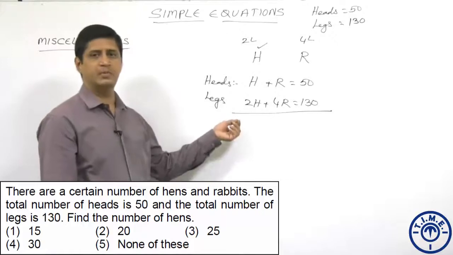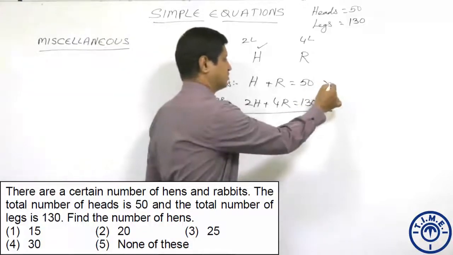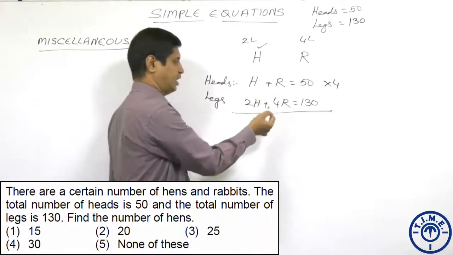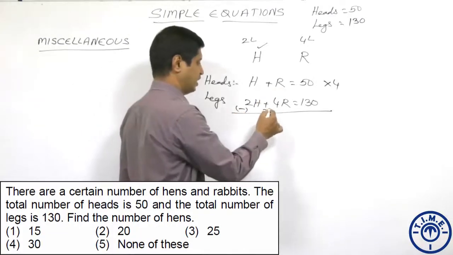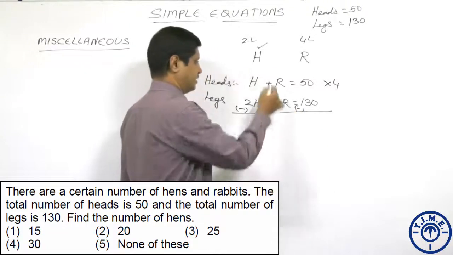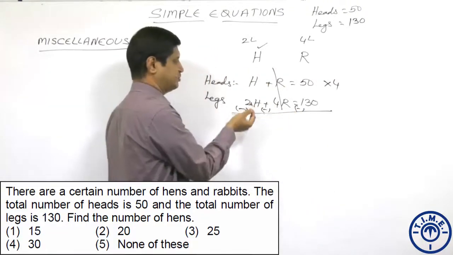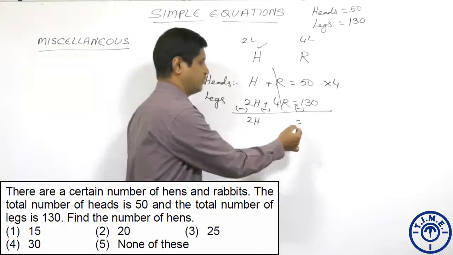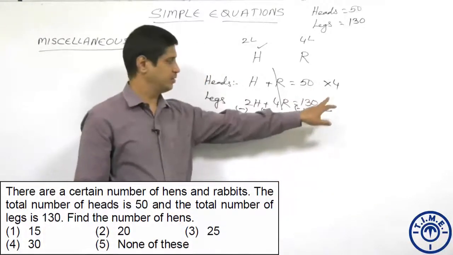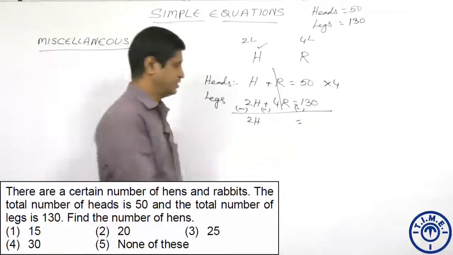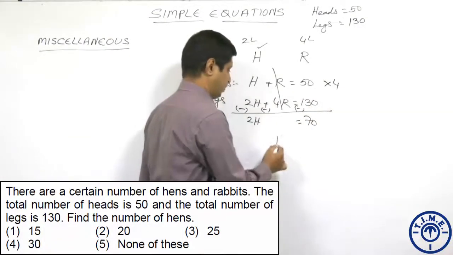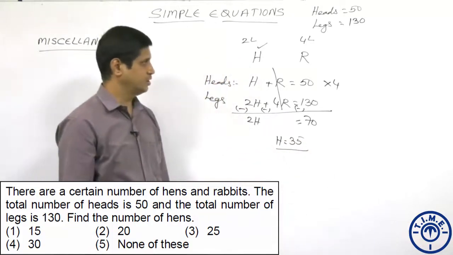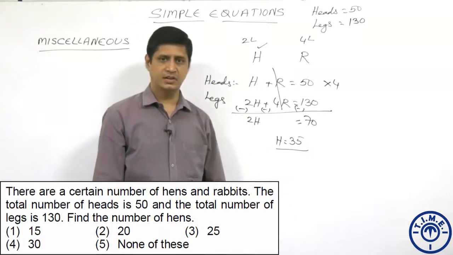To find H, eliminate R by multiplying the first equation with 4. What is the result? Now we get the same number of R. Subtract the second equation from the first one. Now R gets cancelled. 4H minus 2H is 2H. 2H is equal to 200 minus 130, which is 70. The value of H is equal to 35. So what is the option? The right option here is none of these.